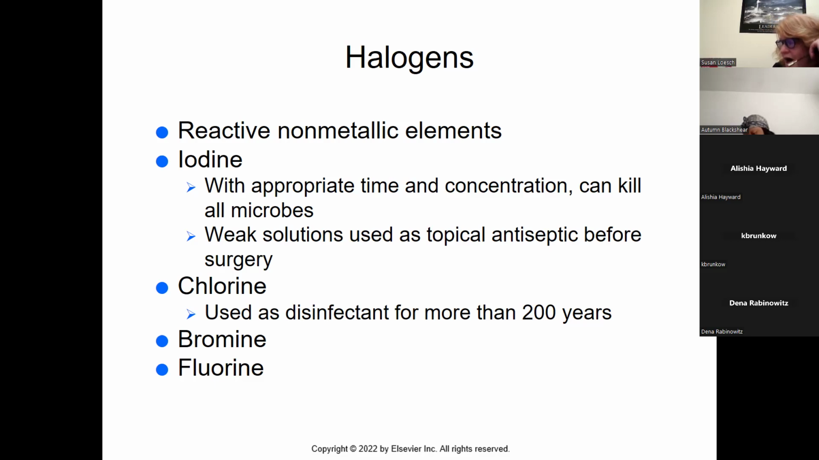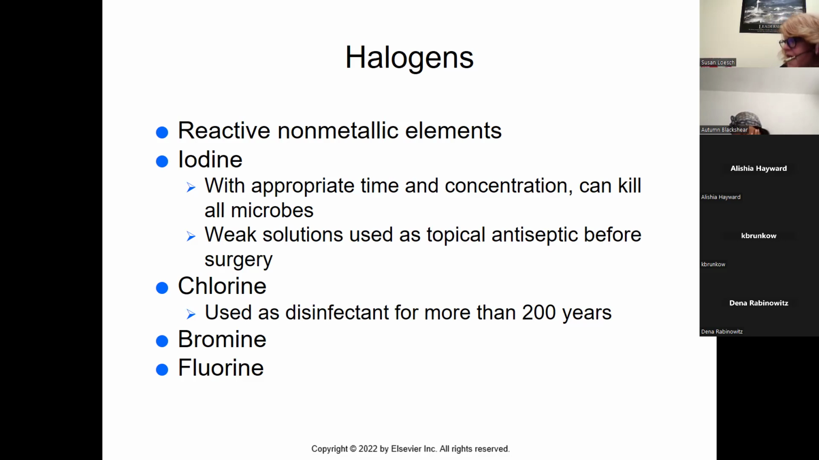Iodine, when mixed with water, can penetrate microbes, and it also will interfere with metabolism. Now, iodine is something our parents used a lot when I was a kid. They would spray it on stuff and use it to kill things. Again, if it's not used right, it can be dangerous.